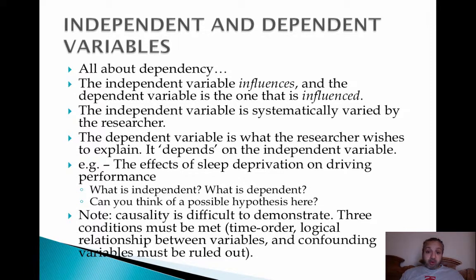We can demonstrate time order. Ice cream cones increase first. The consumption of ice cream cones increases, and then deaths by drowning happen. So we can actually demonstrate time order. Now we have two problems here. First of all, we don't have a logical relationship. This makes no sense. So this is why I'm saying you have to meet all three conditions to be able to say A causes B. Obviously, eating ice cream cones does not lead to deaths by drowning. That does not make any sense. There's no logical causal relationship. And we certainly have not been able to eliminate confounding variables.